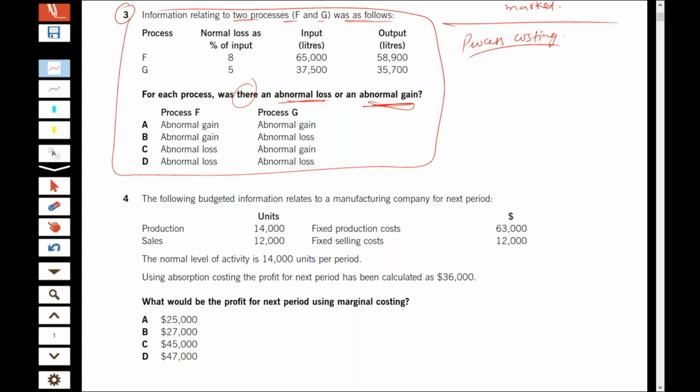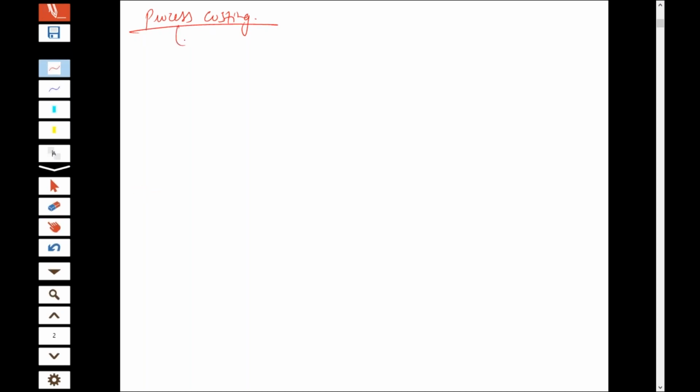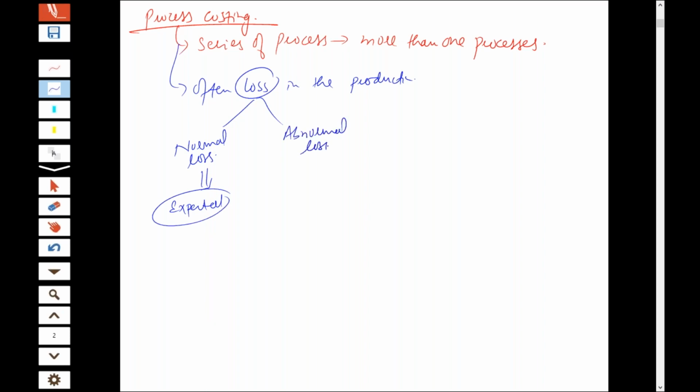See, in process costing, there is a series of processes, that is, more than one process. Often there is loss in the production process, and the loss may be normal loss. Normal loss is something which is expected. And what is abnormal loss? Loss greater than the normal loss, that is, greater than your expectation.